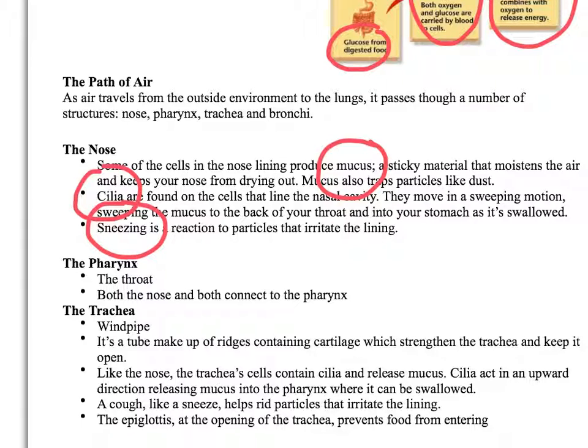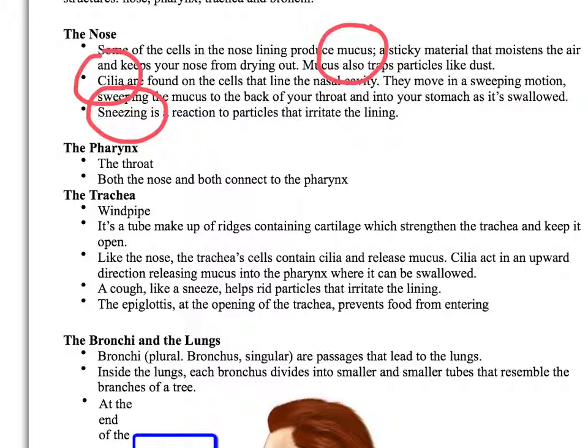The pharynx, or the throat, is where the nose and mouth connect. This is called the pharynx. So it's where the digestive system and the respiratory system meet.